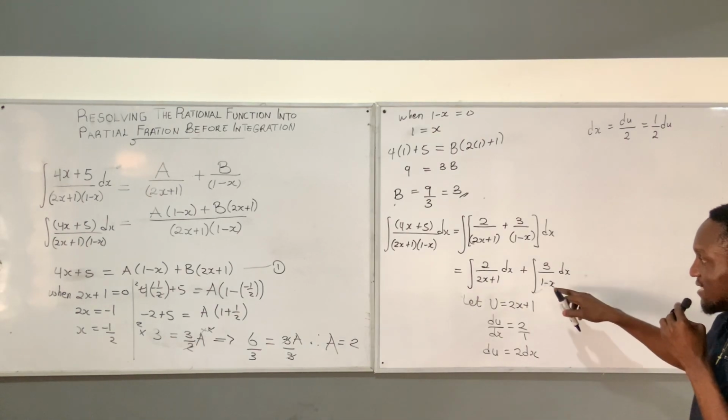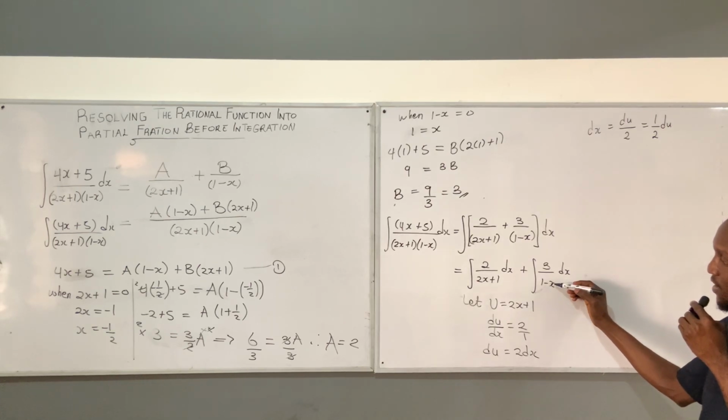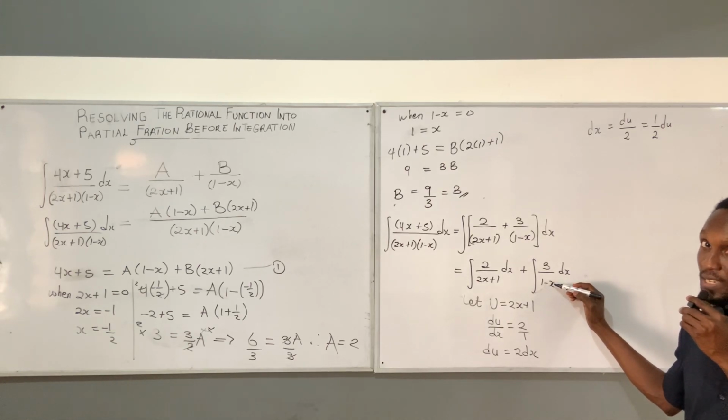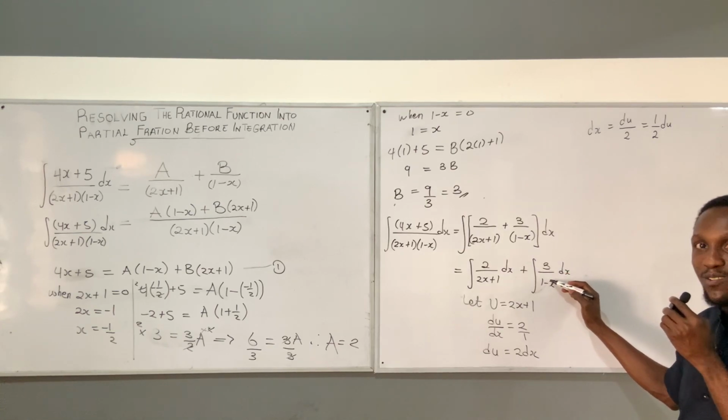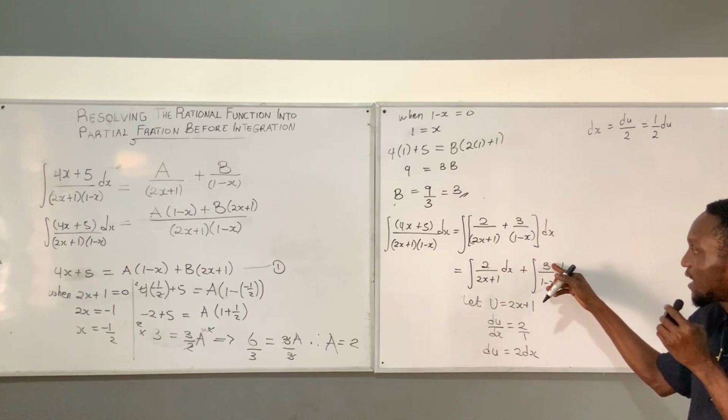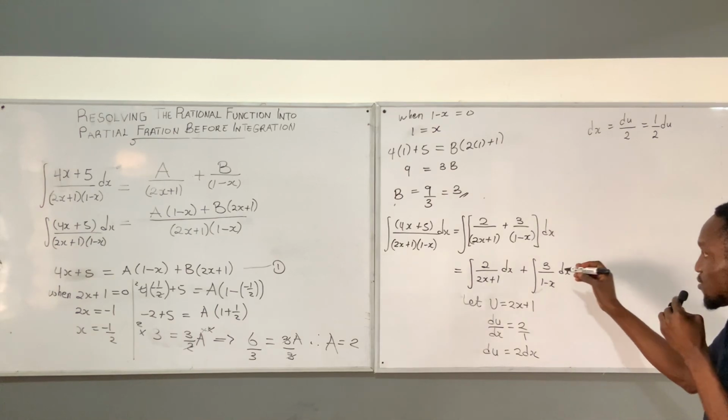The reason why I didn't repeat this same step for this side is because even if I differentiate x, which I explained earlier, the result will not be equal to 3 to cancel this. So I don't need to do that. I just need to factorize the 3 out. So let's rewrite the equation.